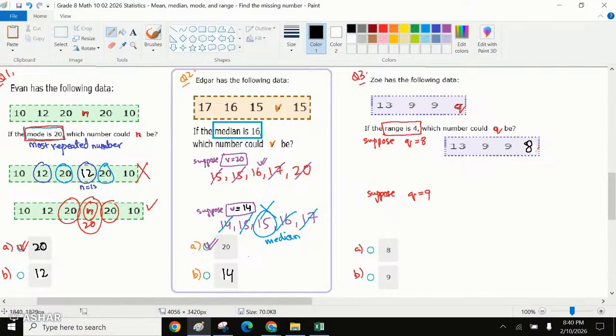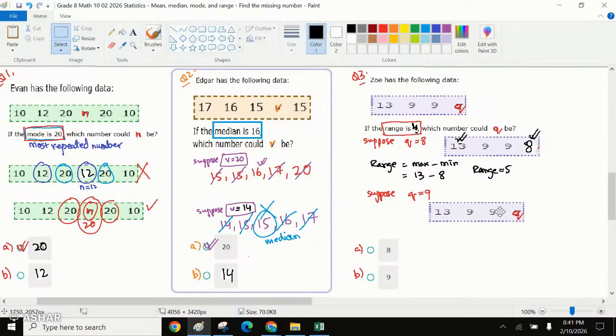So what is the largest number? That is 13. What is the minimum number? That was 8. And we know that range is always equal to the largest number, the maximum, minus the minimum. The maximum was 13 minus 8. That means the range for this comes out to be 5. But they are saying the range is 4. That means 8 cannot be the answer.